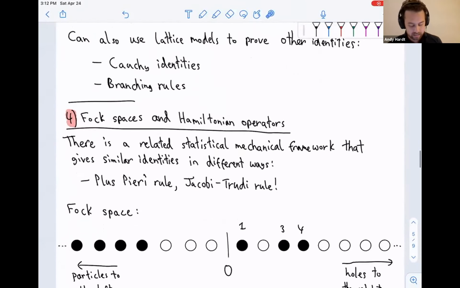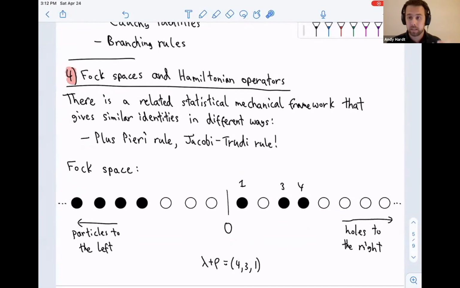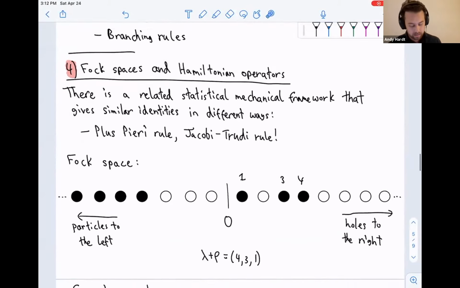So what is Fock space? There are representation theoretic versions of this, but I'm just going to talk about it schematically. So Fock space, a state of it is you have particles to the left, holes to the right, and in the middle we have some particles that have jumped the fence and alighted on positions 1, 3, and 4. And so this corresponds to the same partition we talked about. Lambda plus rho is 4, 3, 1. And so immediately we have some similarity on the most superficial level, that these correspond to partitions.